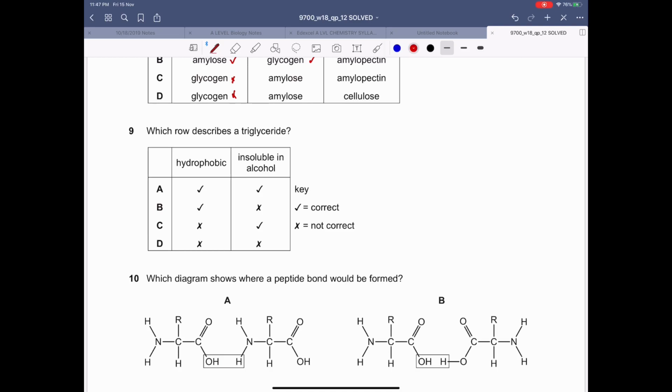Alright, triglycerides are hydrophobic. Yes, they are. Insoluble in alcohol? Well, they are soluble in alcohol, so it is going to be a cross. So option B it is.